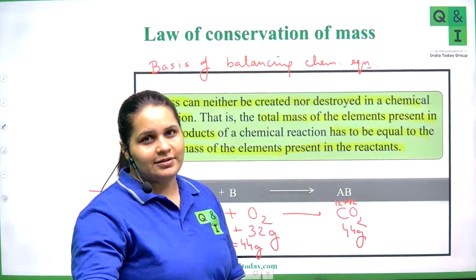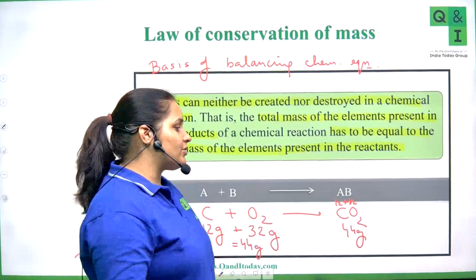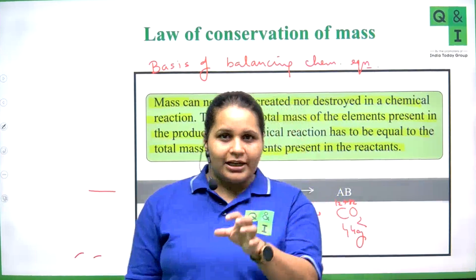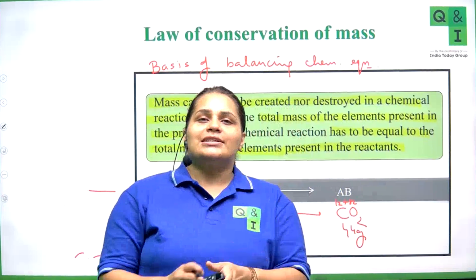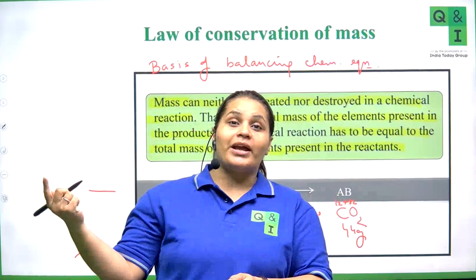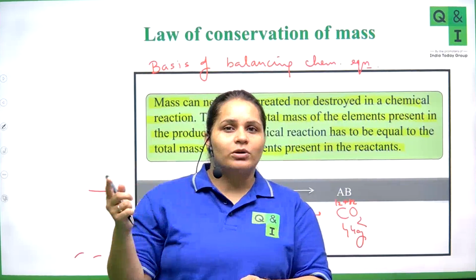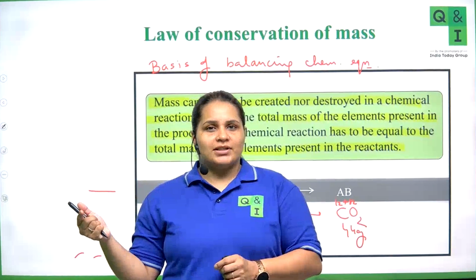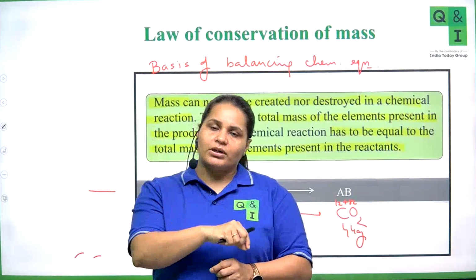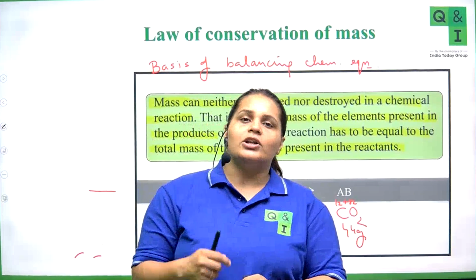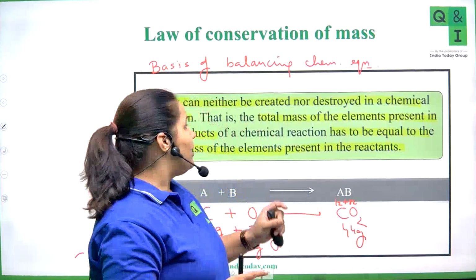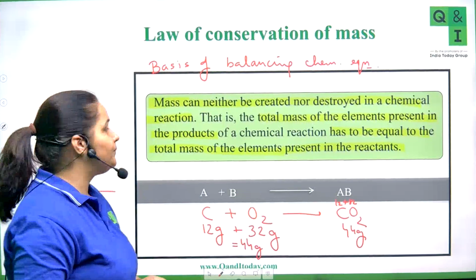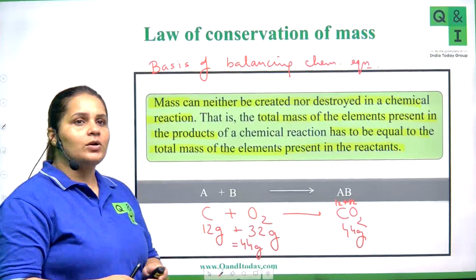Nuclear reactions. The nuclear reactions are the limitation where this law is not obeyed, because during nuclear reactions, some of the mass gets converted into energy. You must be knowing E is equal to mc squared, the equation given by Einstein, right? So some of the mass gets converted into energy during a nuclear reaction. So there, this law is not obeyed. Am I clear? Yes, ma'am, clear.